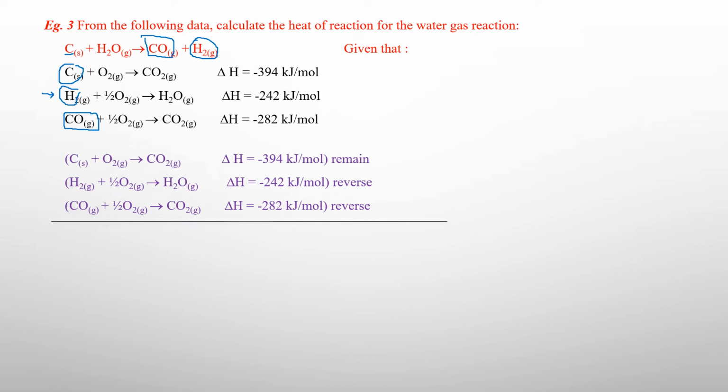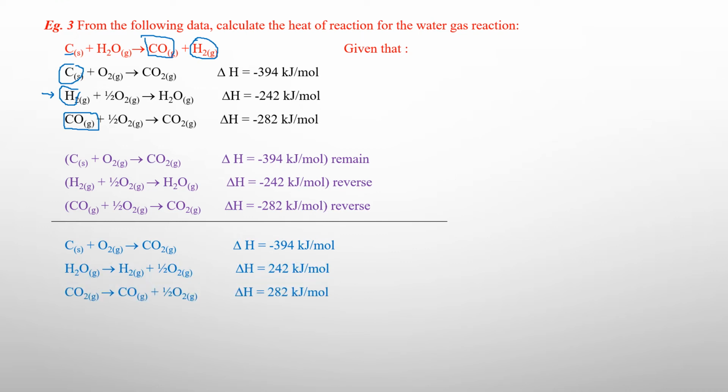So equation 1 remains as it is, so the enthalpy change value doesn't change. Equation 2 has reversed, so the negative value will become positive value. So does the third equation, so it is going to become a positive value. Now all you have to do is to cancel whatever remains or is common on both sides of the equation. Let's see what we are going to cancel first.